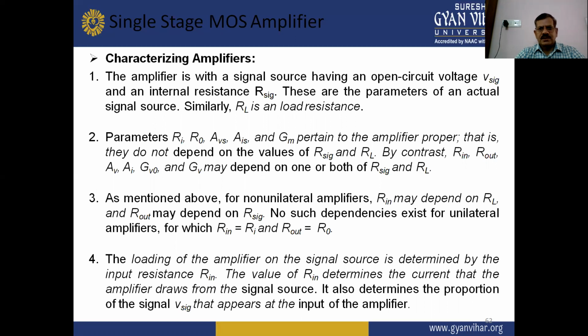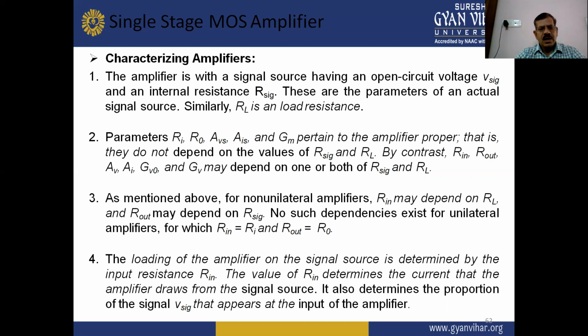Characterizing amplifiers in single stage MOS amplifier. The amplifier is fed with a signal source having an open circuit voltage V sig and the internal resistance R sig. These are the parameters of an actual signal source. Similarly, RL is a load resistance.